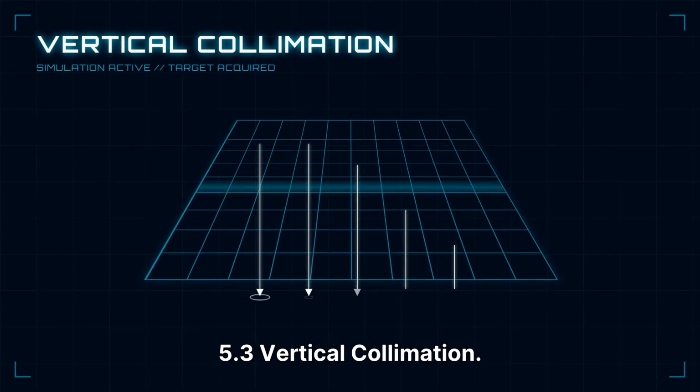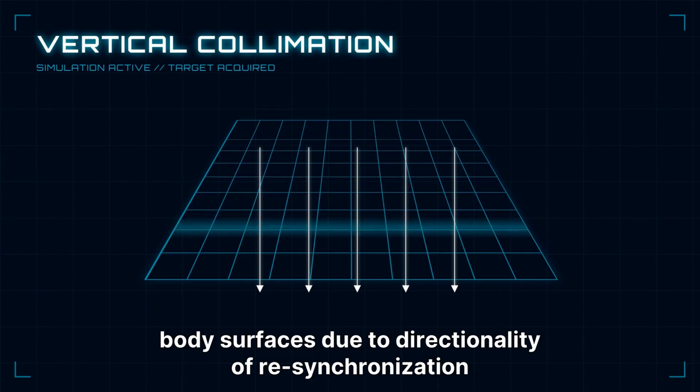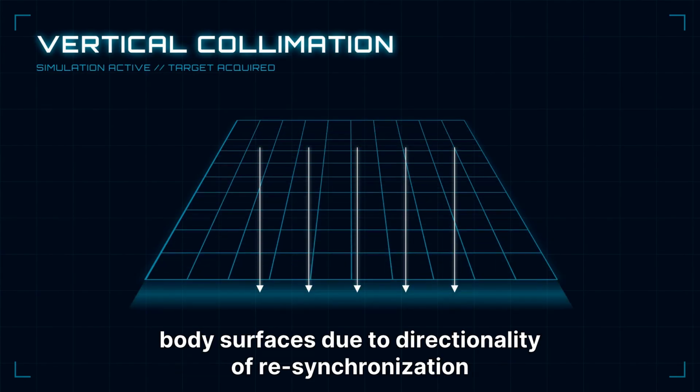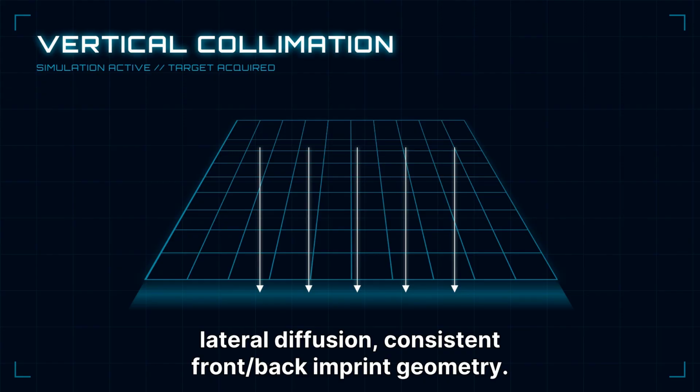5.3 Vertical collimation. Encoded equilibrium predicts straight-line emission normal to body surfaces due to directionality of resynchronization vectors. This explains 3D intensity mapping, lack of lateral diffusion, and consistent front-back imprint geometry.